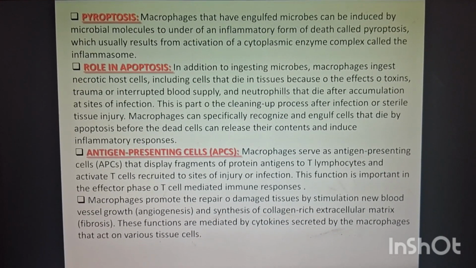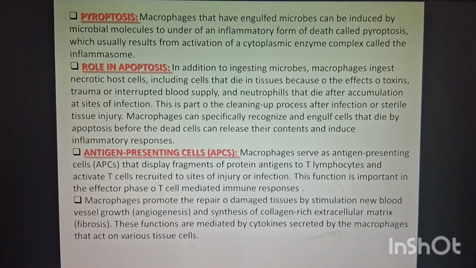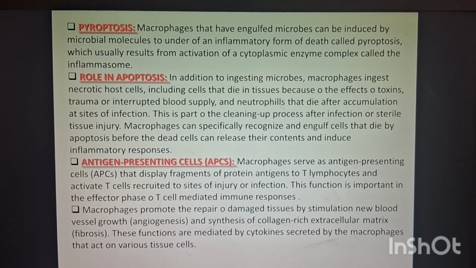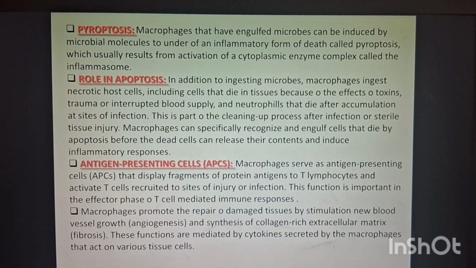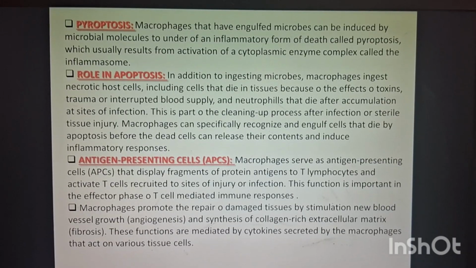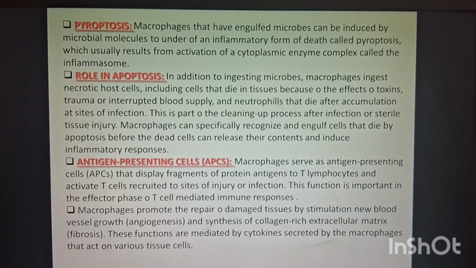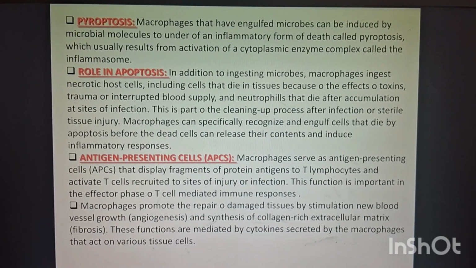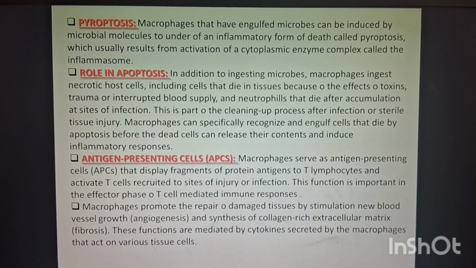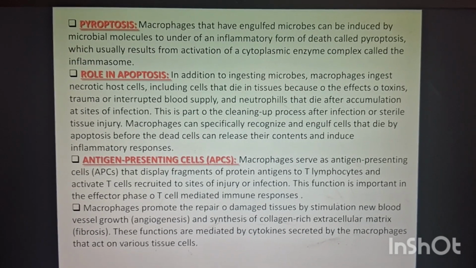Macrophages also have a role as antigen presenting cells or APCs. That is, macrophages serve as antigen presenting cells that display fragments of protein antigens to T lymphocytes and activate T cells recruited to sites of injury or infection. This function is important in the effector phase of T cell mediated immune response. Macrophages promote the repair of damaged tissue by stimulating new blood vessel growth, that is called angiogenesis, and synthesis of collagen-rich extracellular matrix, that is also called fibrosis. These functions are mediated by cytokines secreted by the macrophages that act on various tissue cells.